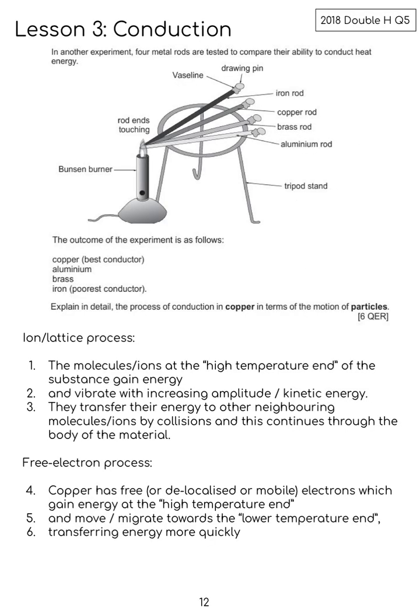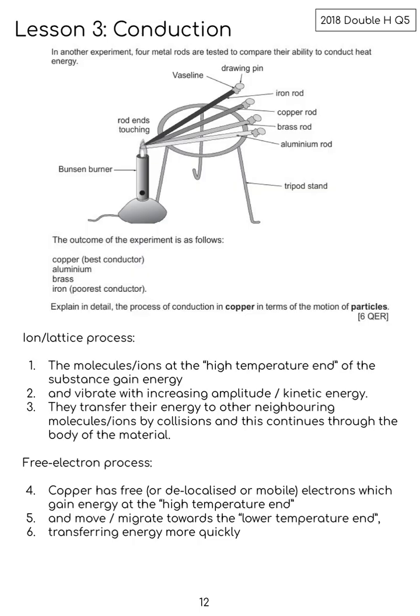In Lesson 3, we looked at heat transfer, so this first question is on conduction, and it's a 6-mark question. It shows us the practical we looked at in the lesson, where we use a Bunsen burner to heat 4 bits of metal and see which one is the best conductor because the Vaseline will melt and the drawing pin will drop. However, the question is not necessarily about this practical, it's just about conduction in copper in terms of the motions of particles.